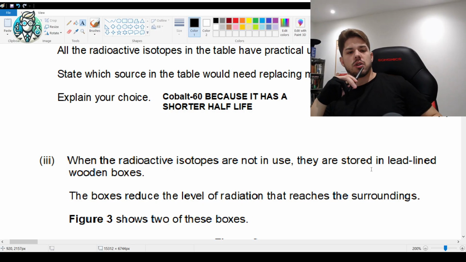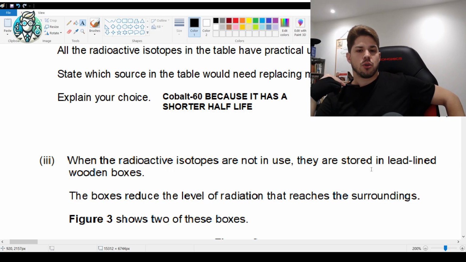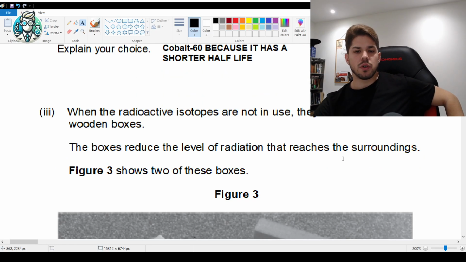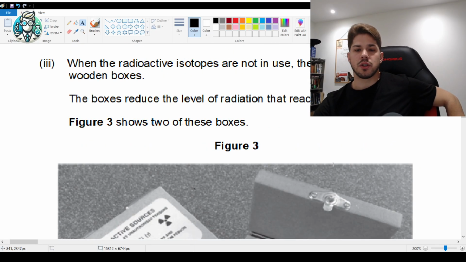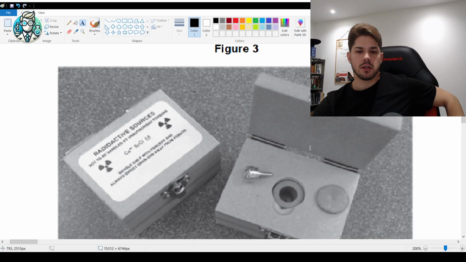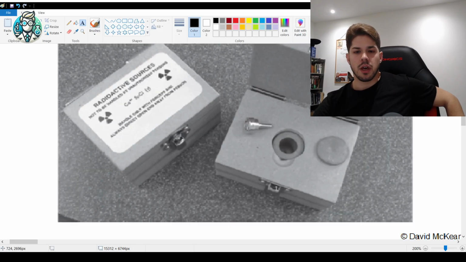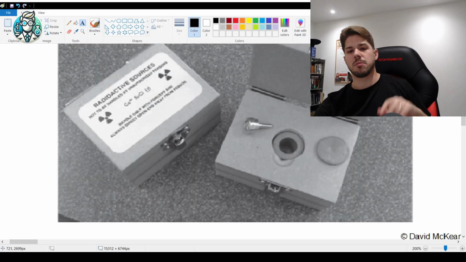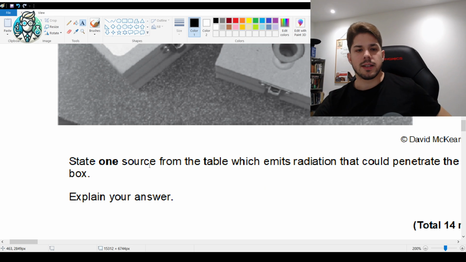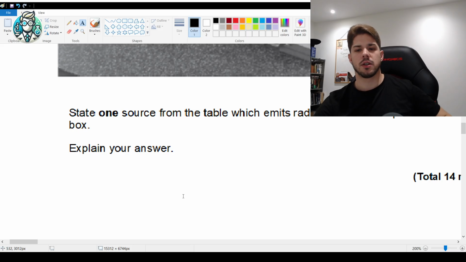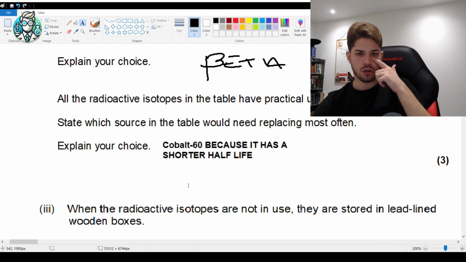Next question. When the radioactive isotopes are not in use, they are stored in lead-lined wooden boxes. The boxes reduce the level of radiation that reaches the surroundings, and they are giving us an image of the box. In the school, we have something similar to this. State one source from the table which emits radiation that could penetrate the box. Explain your answer.